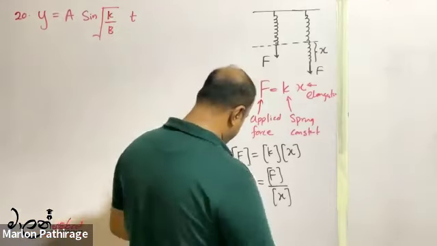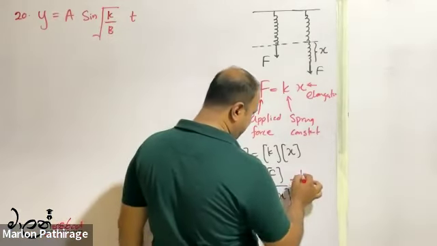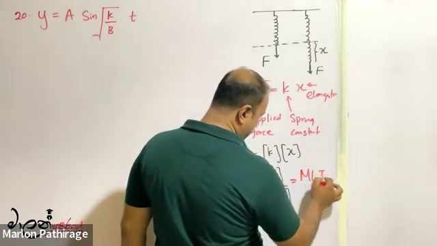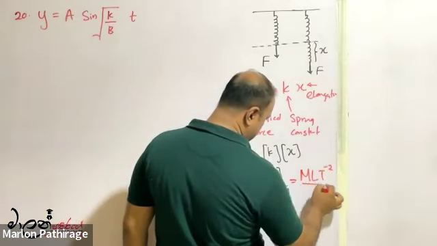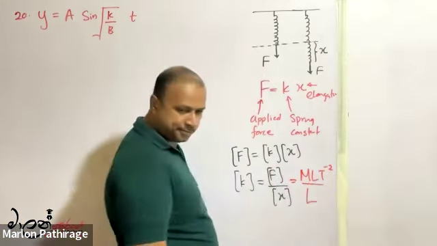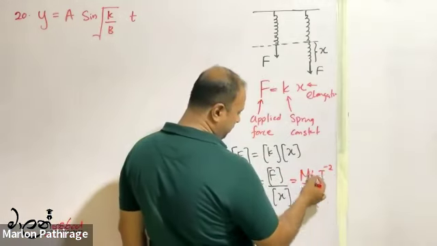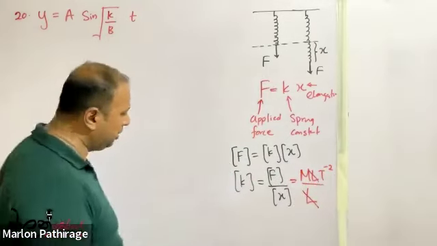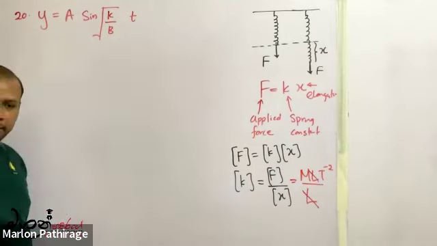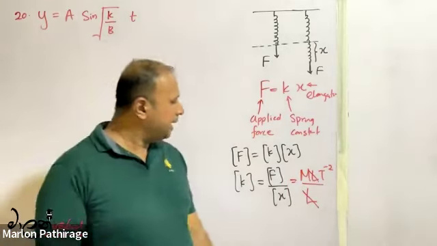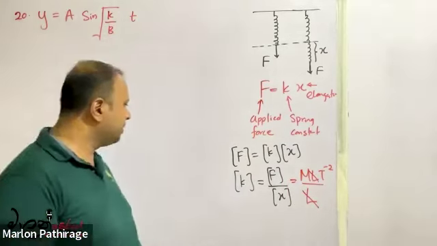Now, the dimension of force is M L T minus 2. Here L is put over, L^2 will be cancelled out. Therefore, dimension of K is M T minus 2.